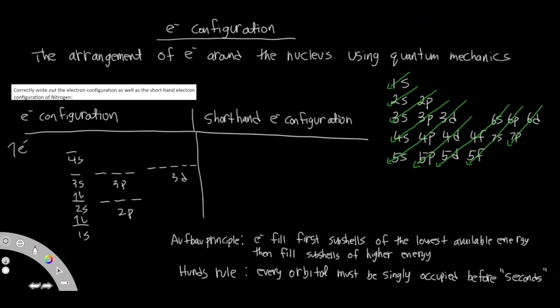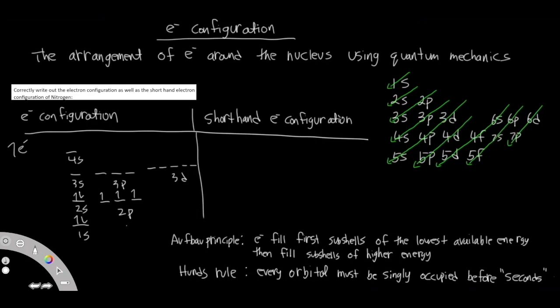All right, so we got 1, 2, we got 3, 4, and then now we got to do our last 3: 5, 6, 7. Remember, every single one must be singly occupied before seconds can be filled. We don't have to worry about seconds being filled here or here, because that would give us too much, right? That would give us 10. We only need 7. So we've done our drawing here. This here is our electron configuration.